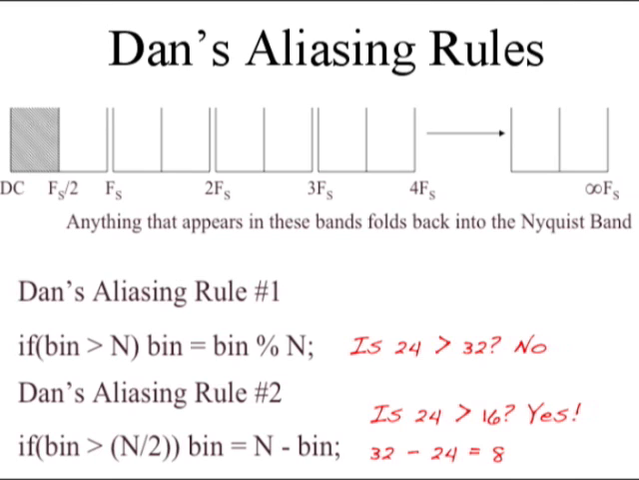Let's go back to Dan's aliasing rules just to make sure we understand how they work. Again, rule number 1 says if bin is greater than n, bin equals bin modulo n. Is 24 greater than 32? That is, the third harmonic of the fundamental, 3 times 8, is 24. So is 24 greater than 32? The answer is no. So then, is bin greater than n over 2? Yes, it is. 24 is greater than 16. So 32 minus 24 is 8.